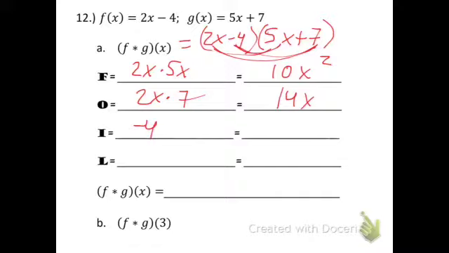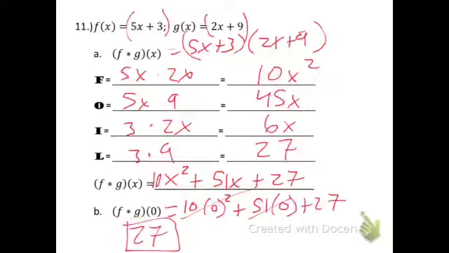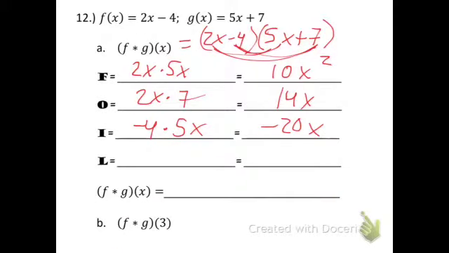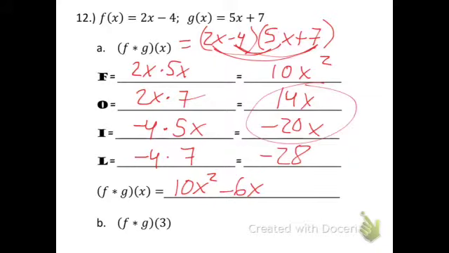Negative 4. Remember, keep your signs with things. We've only dealt with positives so far. This is the first time we've got a negative in there, out of these FOIL ones. Make sure you keep the negative with them. And I have to do negative 4 times 7, which is going to be negative 28. Combine like terms, add it all up, so you get 10x squared minus 6x, because that's what that is combined, and then subtract 28.